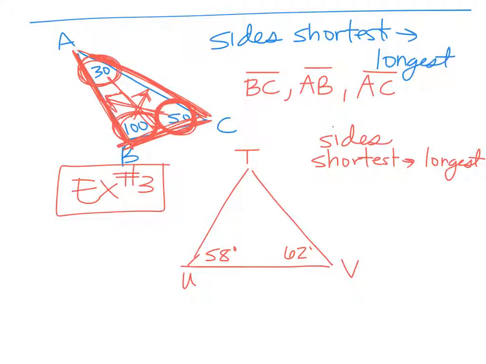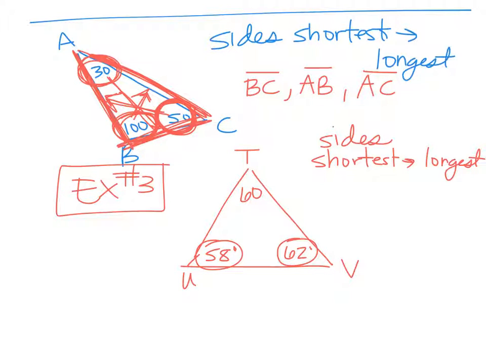Anyone see the first issue we run up on? We don't know T, right? Can we find T? Yeah, very easily, right? It has to add up to what? 180. So if we have 58 and 62, you say 180 minus 58 minus 62 leaves you with a 60-degree angle, okay? So find that angle and write it in. Now you can put your segments in order.